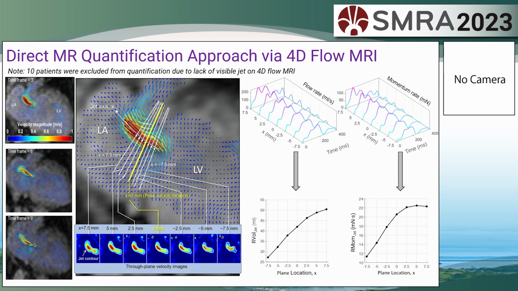Then we computed the through-plane velocity vectors at each plane location and manually contoured the jet regions based on the resultant images at all the time points. And we did this so that we could quantify the regurgitant jet's flow rate, volume, and total axial momentum. And then finally, we integrated the flow rate and momentum over time to get the jet's regurgitant volume and the jet's regurgitant momentum.